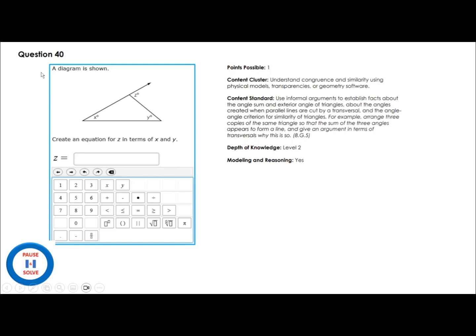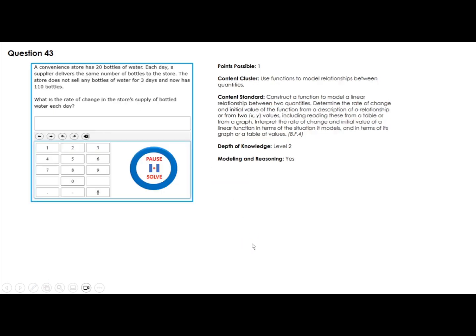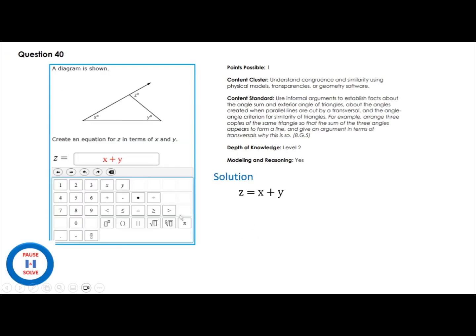Now, question number 40. That's why I don't want you to miss any of these easy questions. It's asking you to create an equation for z in terms of x and y. So z is equal to x plus y right away. Z is an exterior angle, and these are the two opposite interior angles, x plus y, okay?